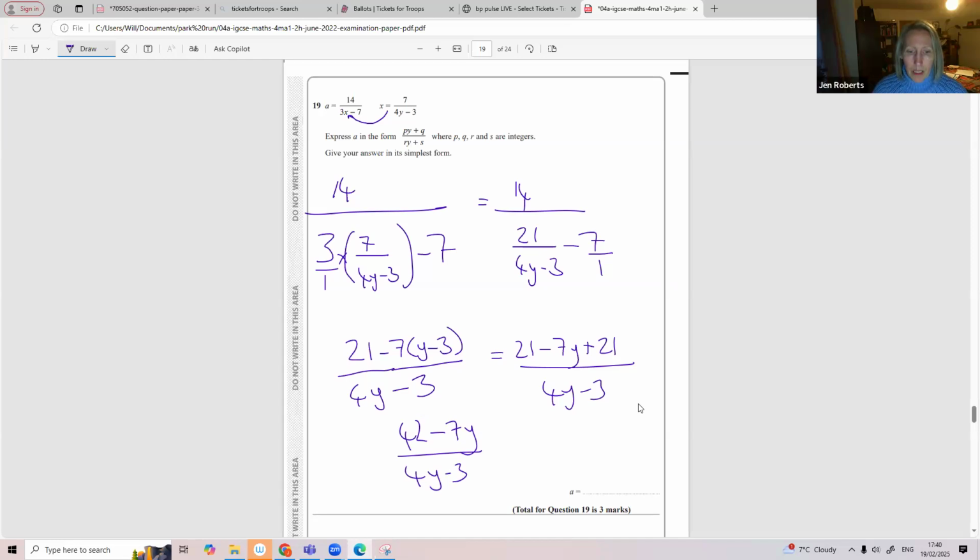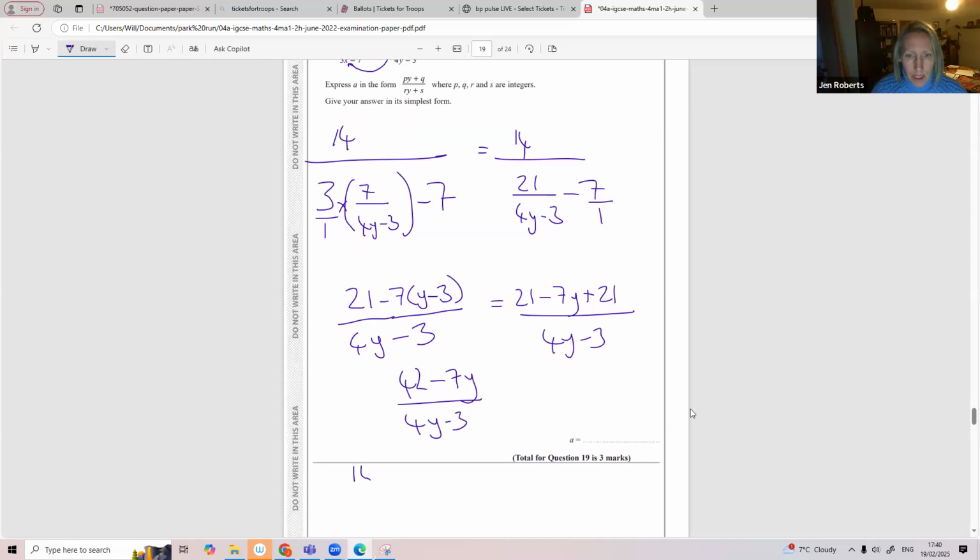Don't really have much space here. So 14 divided by, oh, I'm going to write it like this actually, because now we can think of it as a keep flip change. We're going to keep our 14. We're going to flip our second fraction.